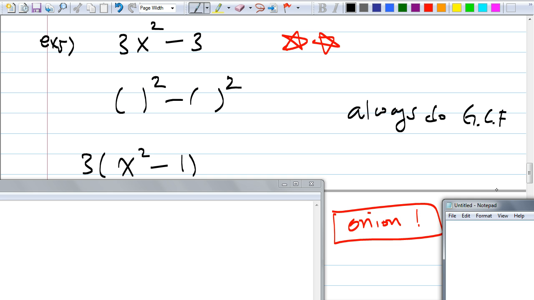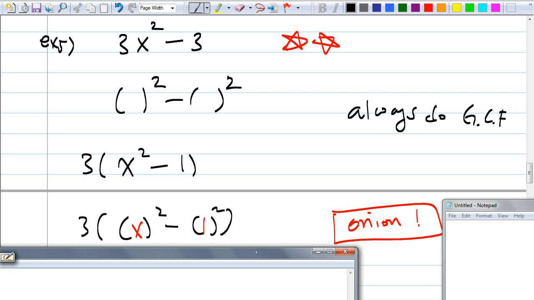Jimin? Yeah, x squared minus 1. Turns out that is a difference of squares. Wait a minute, I don't see anything squared. 1, I don't see any square for 1. But what's 1 times 1, guys? Do not forget the easiest one. 1 is a perfect square. That's the easiest perfect square. Don't forget, 1 times 1 is 1.